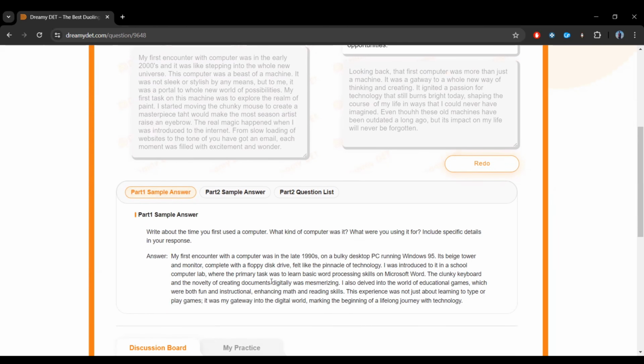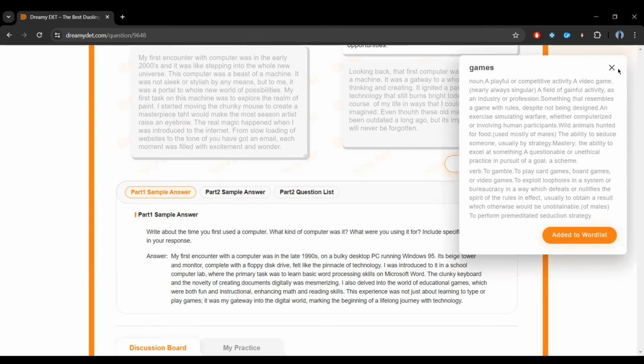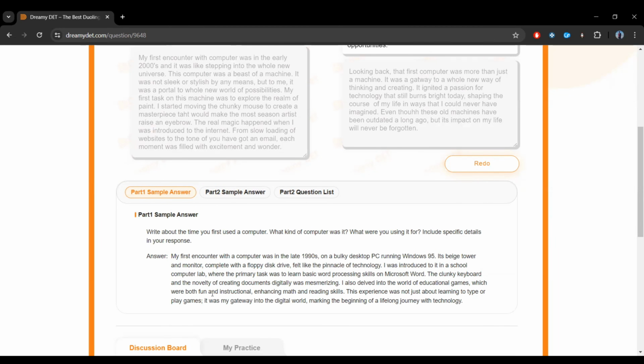Oh my God, okay. Apple technology. I was introduced to learn basic word processing. Okay. The clunky keyboard. Yeah, we can actually use some of the characteristics of the old keyboards as well. The clunky keyboards. We delve into the world of educational games. Yeah, I could have written something about games as well. Okay, this is a great answer. This is a great sample answer.